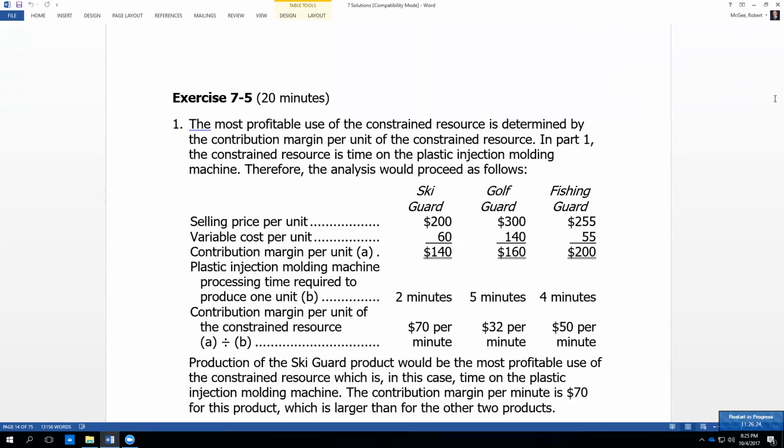When we make all the Ski Guards that we can sell, the next one would be Fishing Guard. If we still have time left, what do we make next? The Golf Guard until we run out of time. So that would be it.